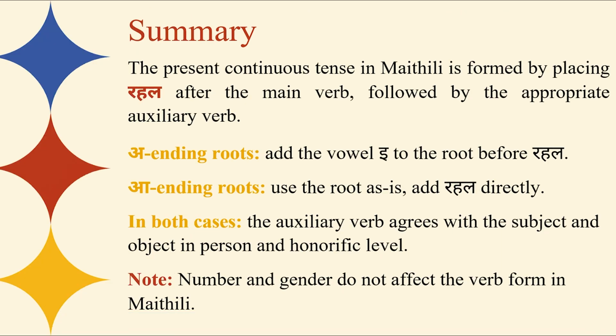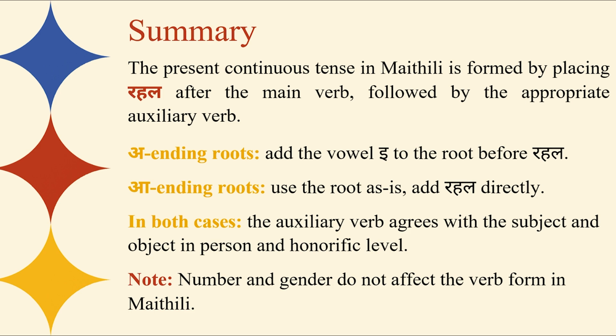Okay, so now let's summarize what we have learned in this lesson. We have seen the present continuous tense in Maithili is formed by placing rahal, which is the continuous marker, after the main verb, followed by the appropriate auxiliary verb, which again has to match in person and honorificity with the subject, and in some cases the object as well, because Maithili has object agreement.